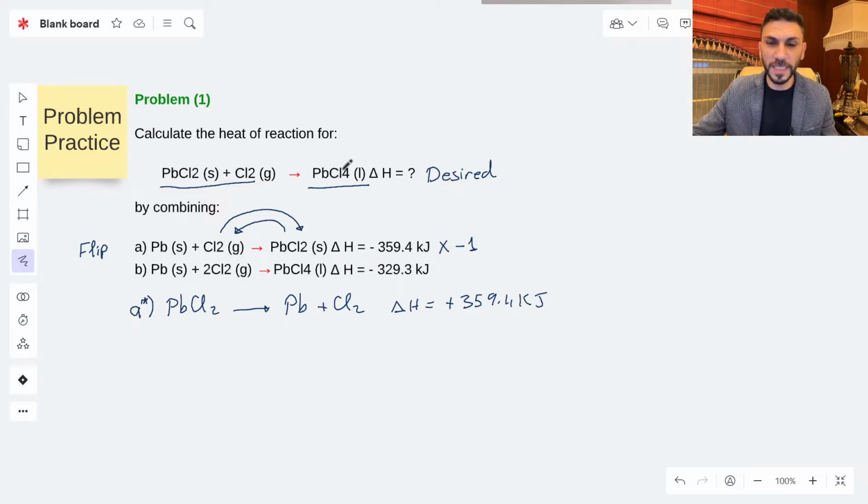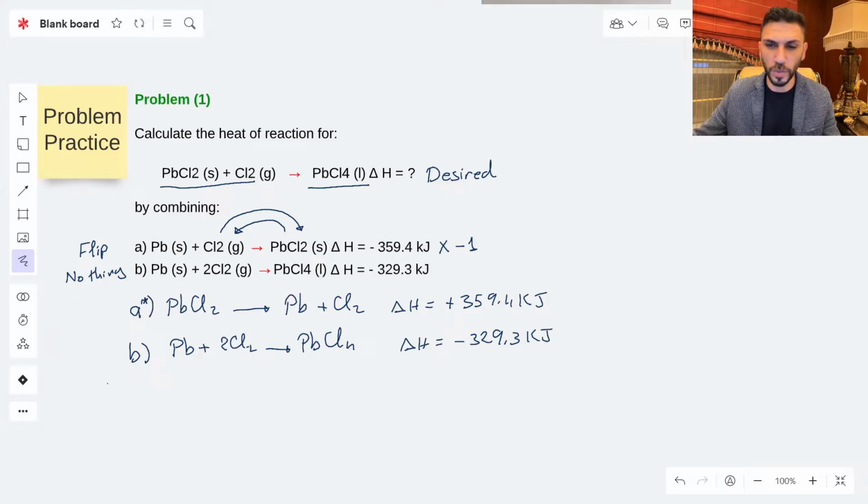Also, we have PbCl4 as a product, and from reaction B, you will find that PbCl4 is a product also. We need 1 mole, and we have 1 mole. So basically, in reaction B, we're not going to do anything. No change for reaction B. So B is going to be as it is, Pb plus 2Cl2 yields PbCl4, and delta H for the reaction is going to be the same, negative 329.3 kilojoules.